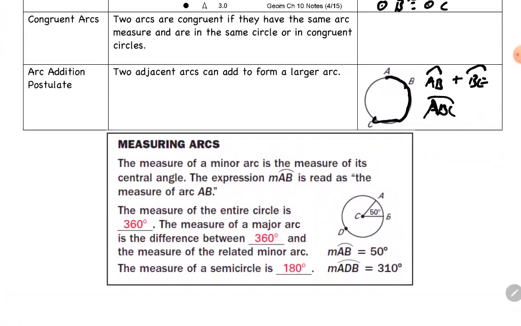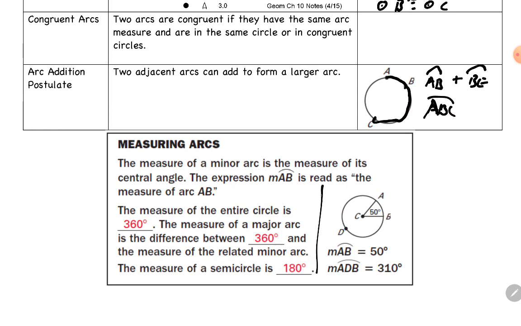Alright, the measure of a minor arc is the measure of its central angle. The expression AB is read as the measure of arc AB. The measure of the entire circle is 360 degrees. The measure of a major arc is the difference between 360 and the measure of its related minor arc. The measure of a semicircle is 180 degrees.